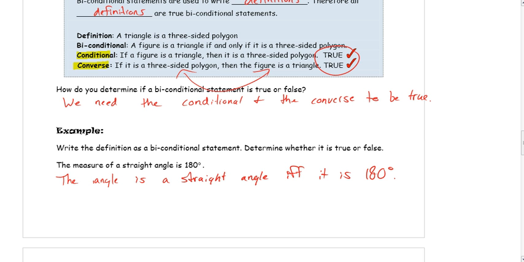So we would say if the angle is a straight angle, then it is 180 degrees. We know that's true. We would say if it is a 180-degree angle, then it is a straight angle. So flipping it also, both ways do work. So the conditional works, the converse works. So both of them work. Therefore, it is a true statement.